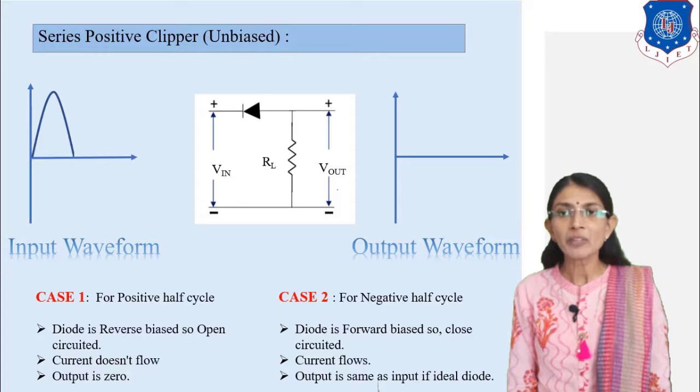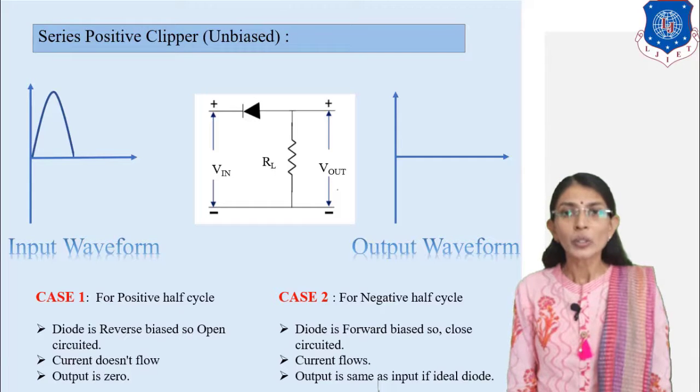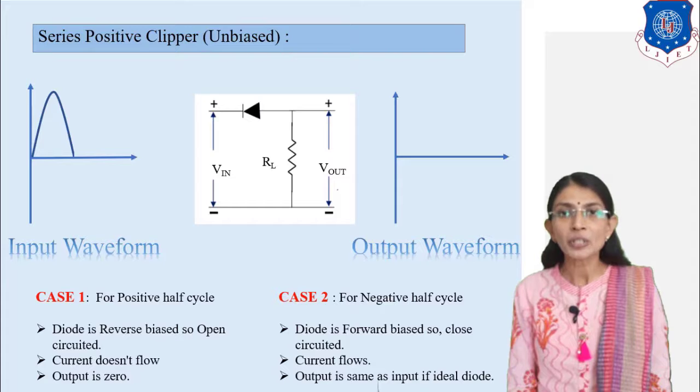So during positive half cycle of the input, the diode is reverse biased because look at this, the input plus terminal is at the top, which is connected to the N terminal of the diode. So it is reverse bias connection. So the diode is reverse biased. If the diode is reverse biased, then the diode behaves as an open switch.